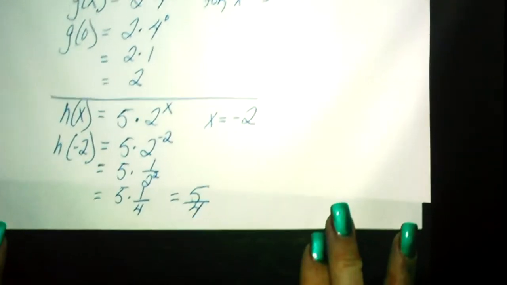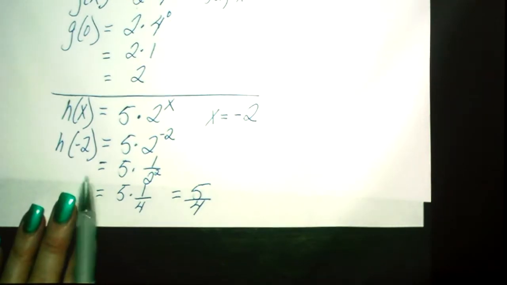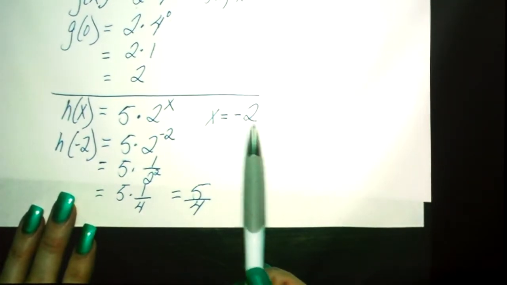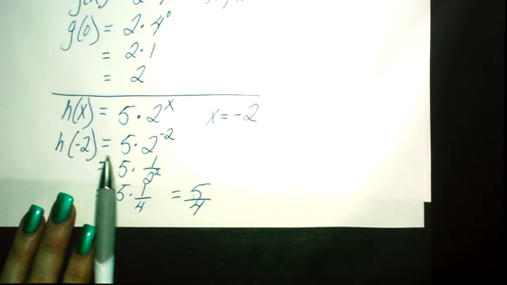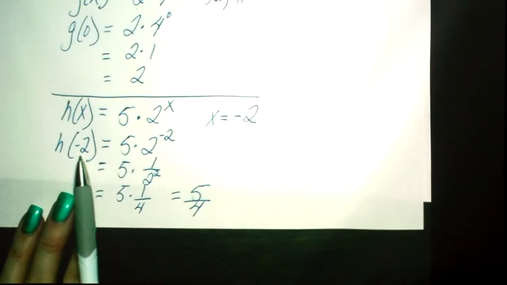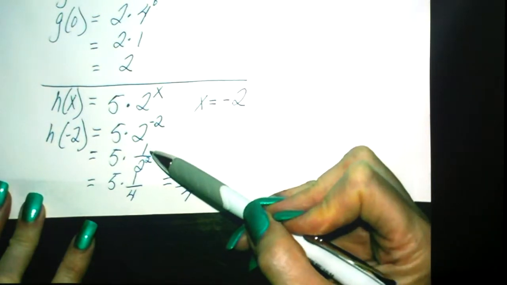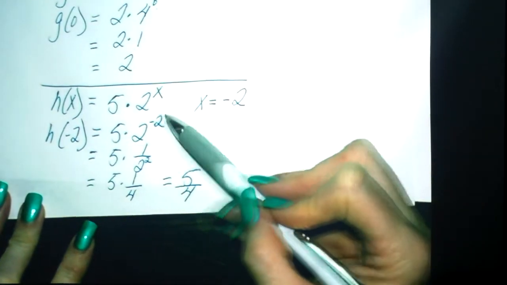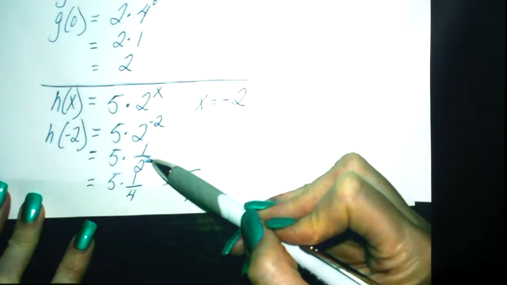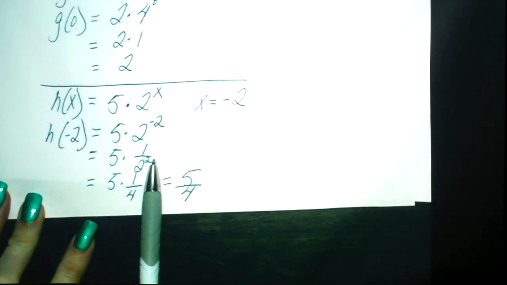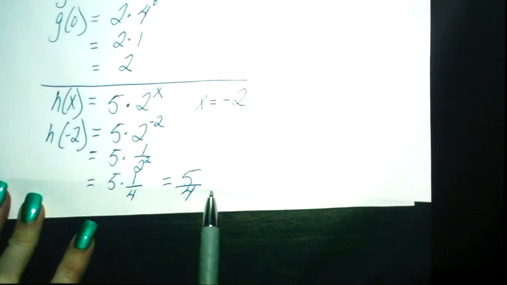Okay, here's another one where we also have an a value. But this time we're going to evaluate it for a negative x. So we'll have a negative exponent. So this time when we plug it in, we have h evaluated at negative 2. We'll have 5 times 2 raised to the negative 2 power. If something is raised to a negative exponent, remember that gives us a fraction. We move this to the denominator, and our exponent becomes positive. So this becomes 5 times 1/2 to the second power, which is 5 times 1/4, which gives us 5/4.